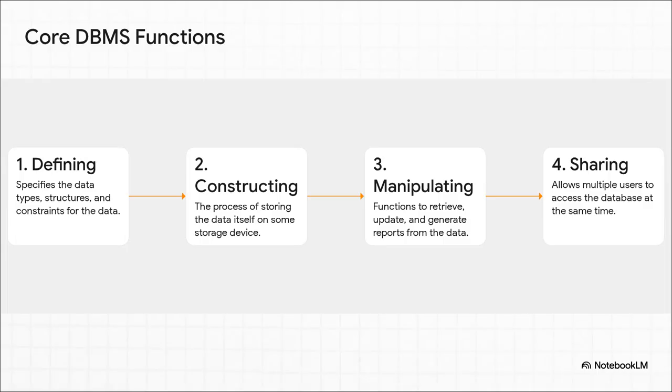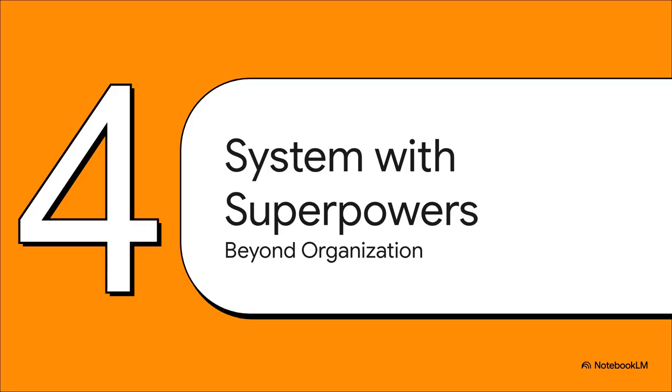First, it has to define the rules of the library, what kind of data is allowed, how it's structured, all of that. Then, it has to construct the library, which is really just storing the data on a hard drive, basically putting the books on the shelves. Then comes the day-to-day work, manipulating the data. That means retrieving it, updating it, whatever you need to do. And finally, and this is a big one, sharing. The DBMS makes sure that tons of different people can access the data at the exact same time without everything grinding to a halt.